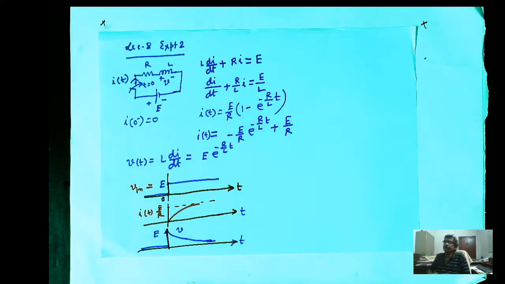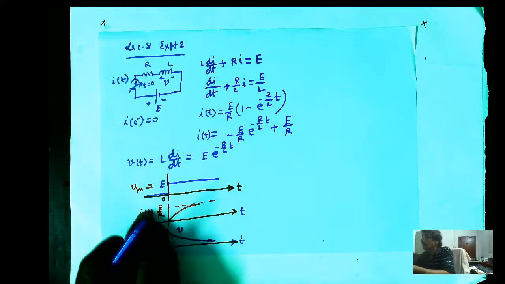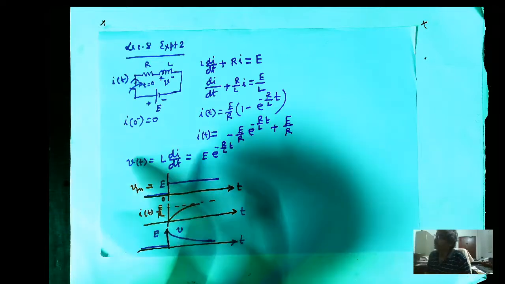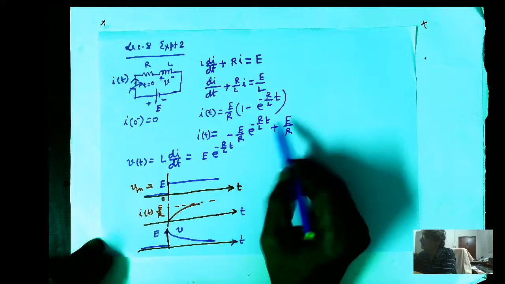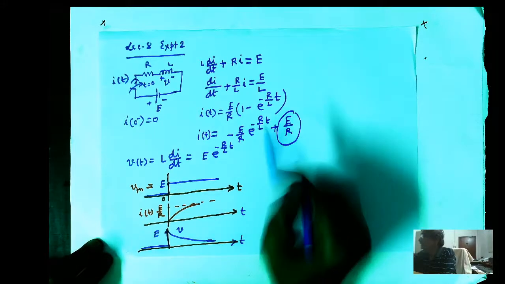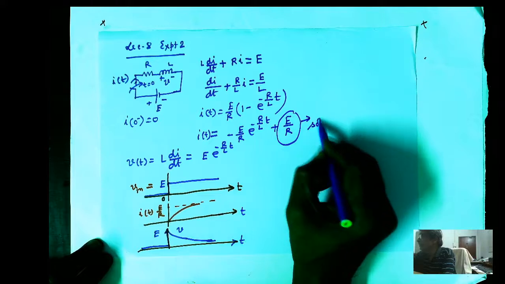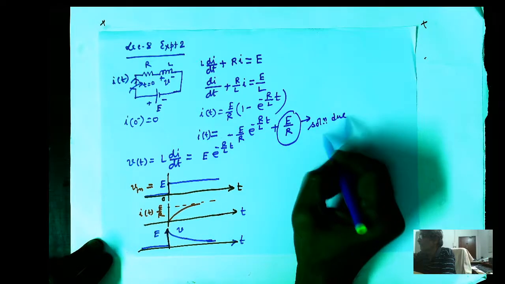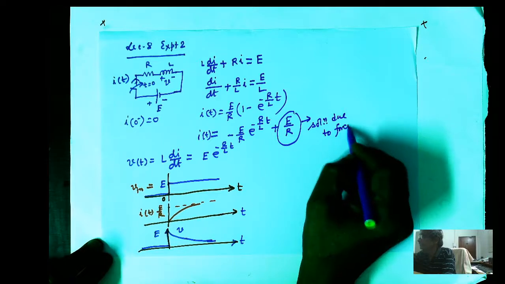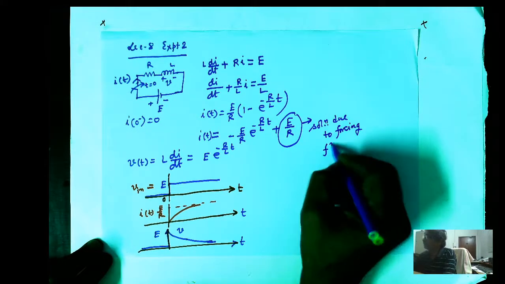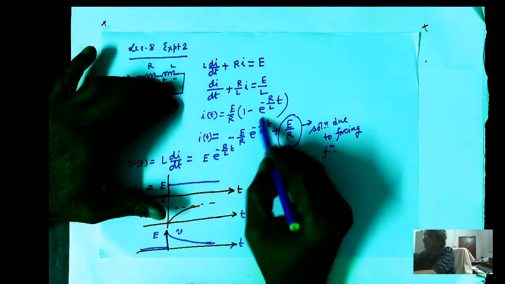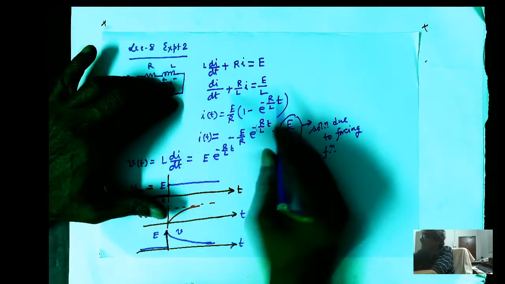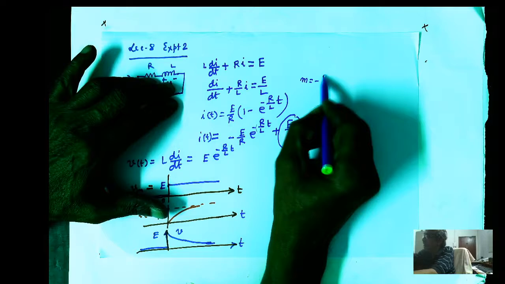And I told you in a first order differential circuit equation how to write down the solution of the equation straight away. At this point, I would like to tell you one thing: concentrate on this term. That is the term, the solution due to forcing function. This term, this is the characteristic root minus R by L. So it was there.